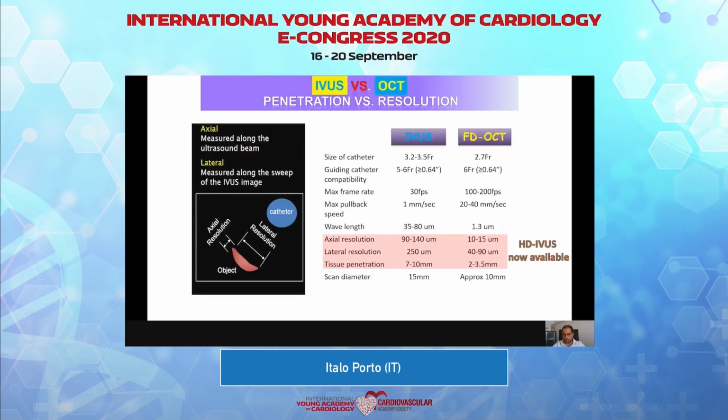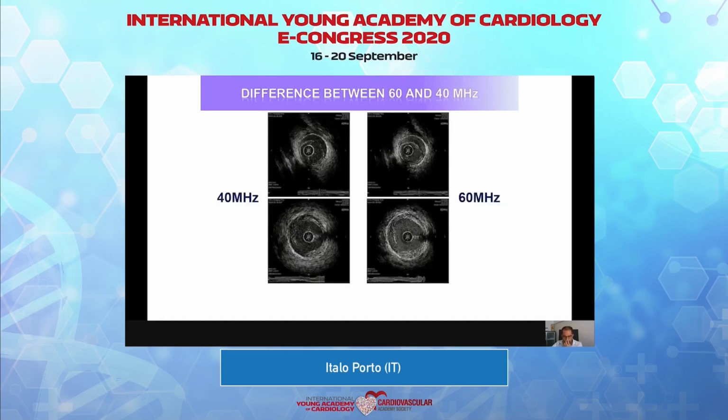What are we talking about when we talk about IVUS and OCT resolution? For IVUS, we're talking about hundreds of microns. For OCT, we're talking about tens of microns. However, tissue penetration is definitely better for IVUS. More recently, as I said, high-resolution techniques have brought IVUS close to OCT in terms of resolution and so definition to see smaller structures.